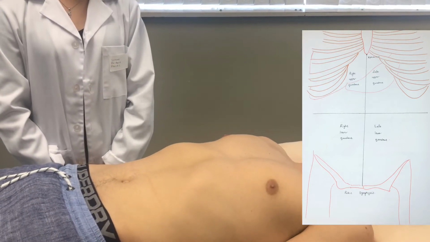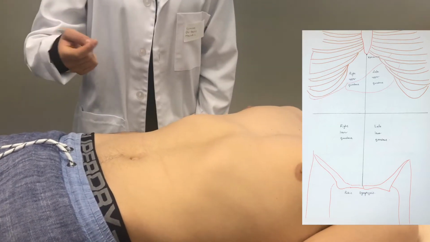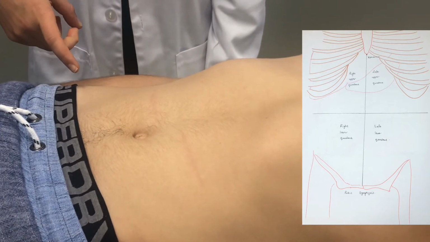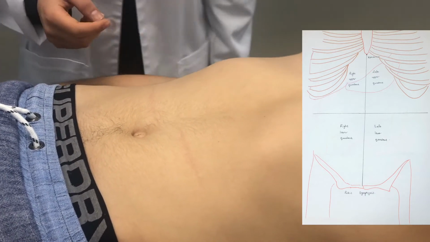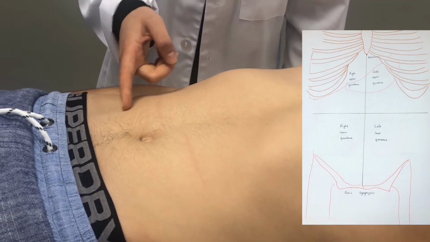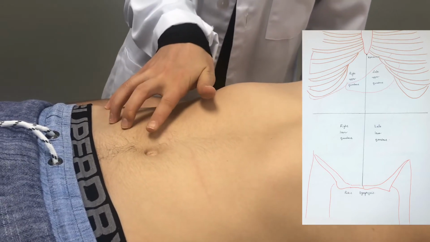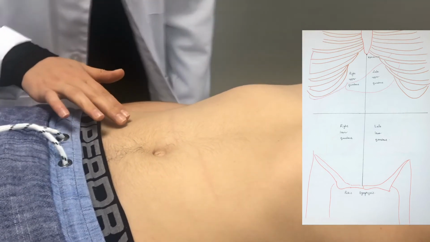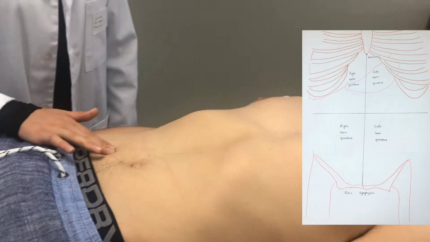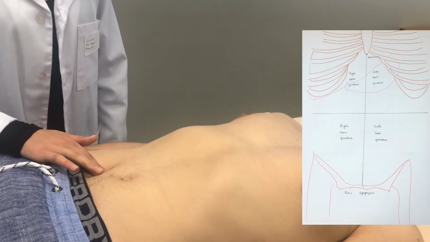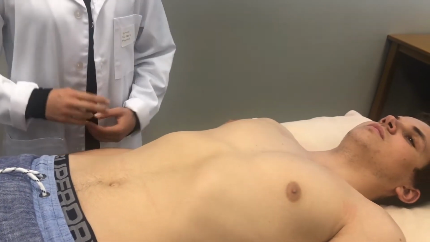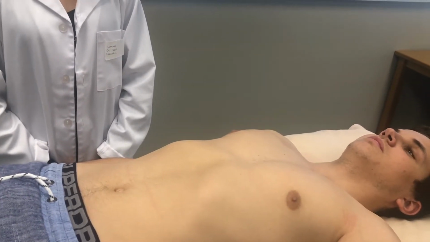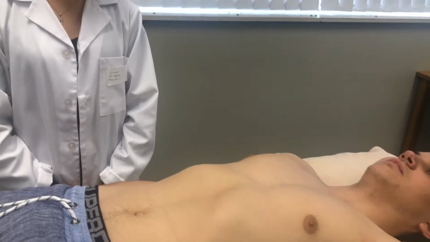Now I will show you how to find McBurney's point. First, you will draw an imaginary line extending from the umbilicus to the right anterior superior iliac spine. Then I will divide the imaginary line into thirds. McBurney's point can be found at the junction of the lateral and the middle third. Okay, I will push down slightly. If any pain is experienced when releasing my fingers, this will indicate acute appendicitis. During an appendectomy, the incision will be made at McBurney's point.